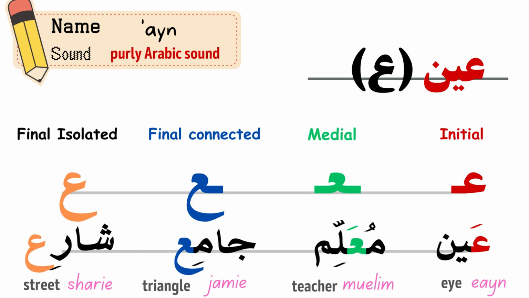The letter عين, word عين shows the initial form of the عين. Word معلم shows the medial form of the عين. Word جامع shows the final form connected of the عين. And word شارع shows the final isolated form of the عين.